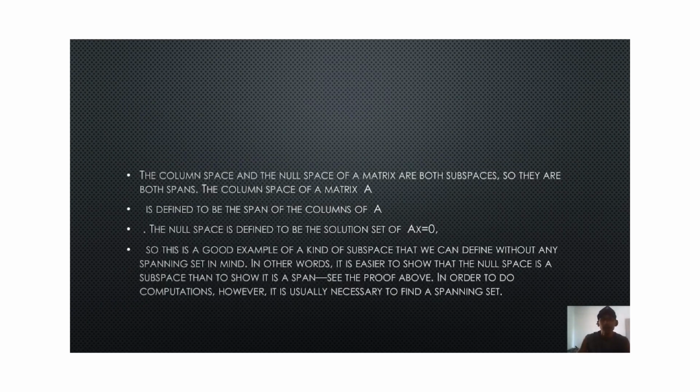The column space and the null space of a matrix are both subspaces. The column space of a matrix A is defined to be the span of the columns of A. The null space is defined to be the solution set of Ax is equal to 0. So this is a good example of subspaces that we can define without any spanning set in mind. In other words, it is easier to show that the null space is a subspace than to show it is a span. See the proof above.